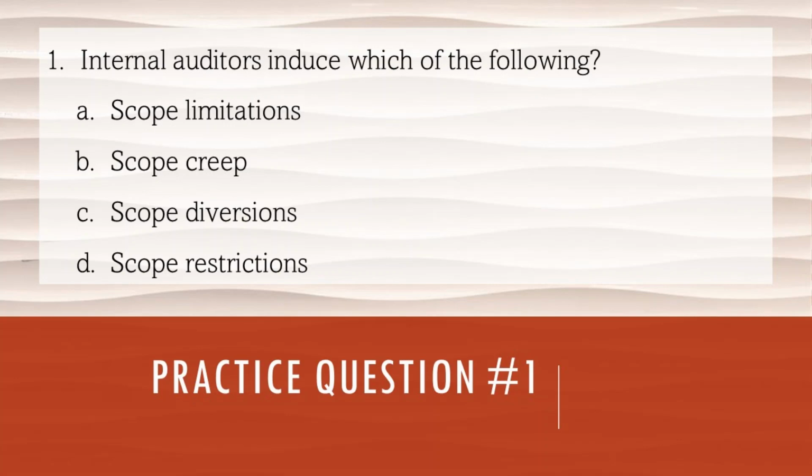Management may try to restrict us from looking at certain information because it may be confidential, it may not be yet prepared. So that's why internal auditors do not induce scope restrictions. So the answer here is B, scope creep. And the answer is scope creep because scope creep is where internal auditors want to look at everything.